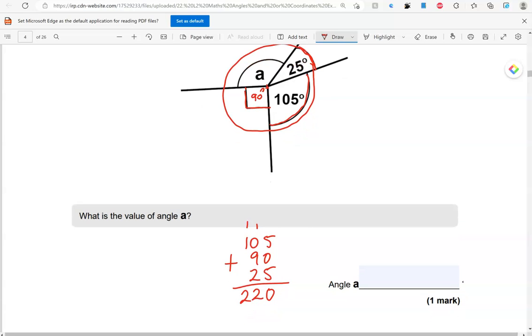If I take this away from 360, it should give me angle A. 6 take away 2 gives us 4, 3 take away 2 gives us 1. So that is 140 degrees.